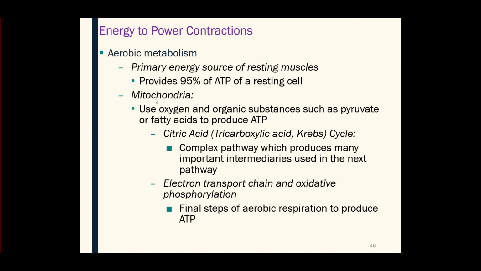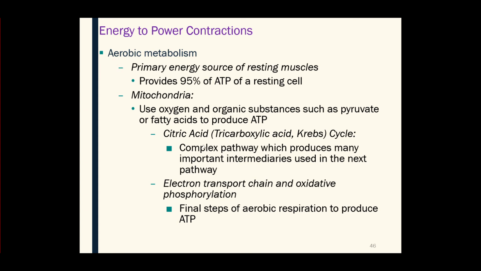Now in the mitochondria, this is a little bit advanced. There are two pathways that take place. There's something known as the citric acid cycle. You may have learned it or heard of it as the Krebs cycle. It's kind of an older term. They also call it the tricarboxylic acid cycle. Any one of those names is fine. This is a complex pathway which produces a bunch of different, I put here, intermediaries. These are chemicals that we need in this next pathway over here.